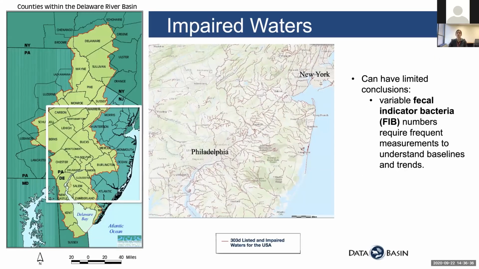So if we zoom into the middle and lower Delaware River Basin, we continue to see a lot of impaired waterways. But as you look at this map, it's often that these data are very limited. So there's a particular challenge in identifying these impaired waterways, and particularly the case for fecal indicator bacteria, which can tell us about pathogenic microorganisms. These fecal indicator bacteria numbers can change a lot over time, and if we don't monitor them with enough frequency, we won't have a good understanding of the baseline values, or if the trend is determining that the waterway is on its way to recovery, or if it's getting worse.